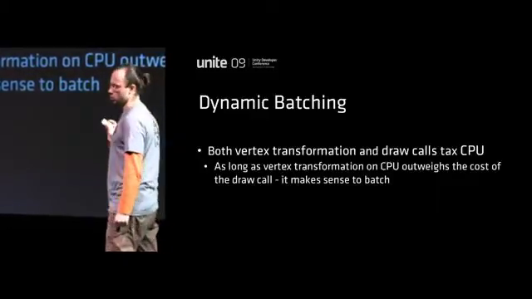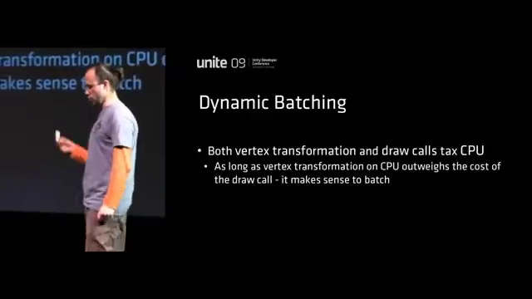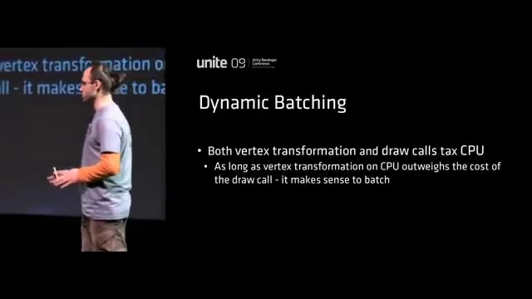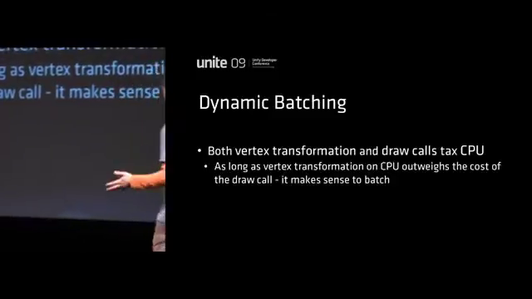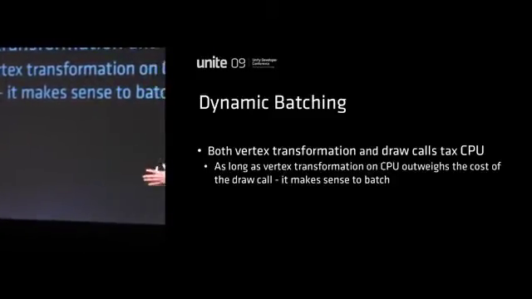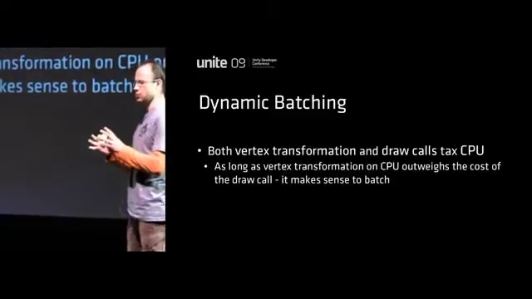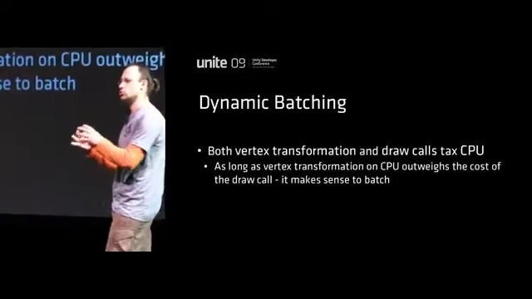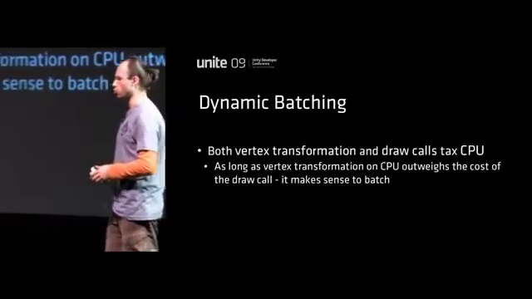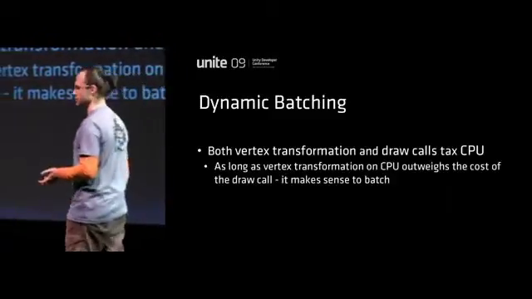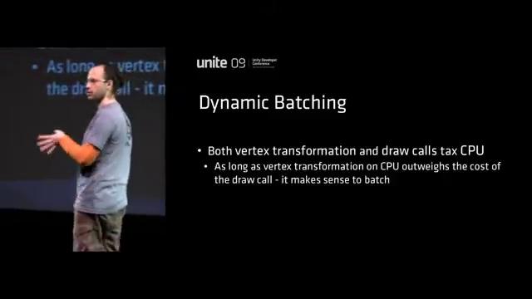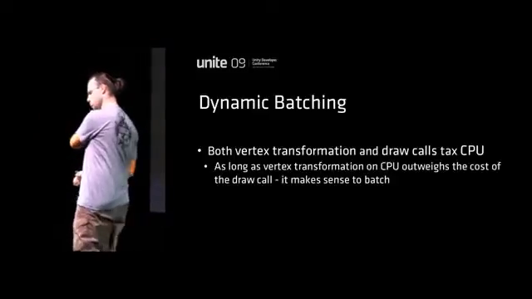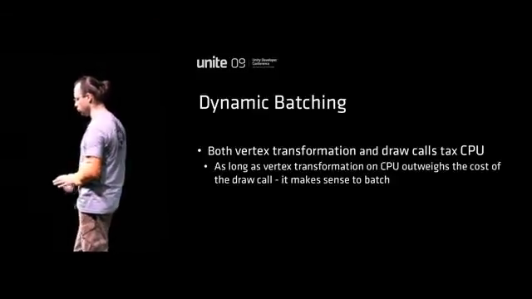So we do that only on objects which have a limited amount of vertices. Basically, batching an object makes sense only if that object takes less time to transform than actually to issue a draw call. So you've seen this 300 vertices at the moment, which is the cutoff limit. If the object is smaller than that, it will be batched. If it's bigger than that, it won't be batched.